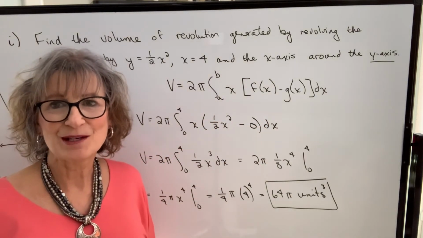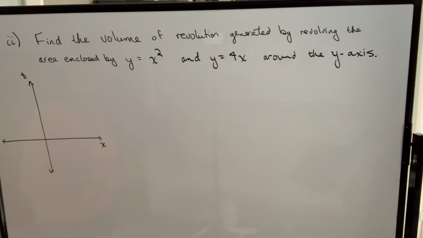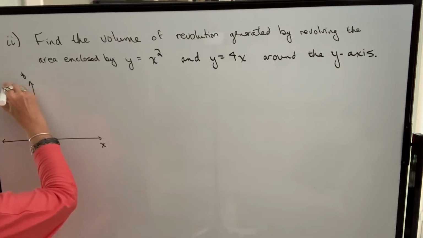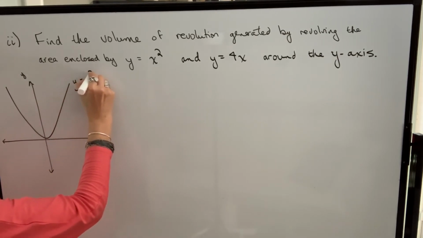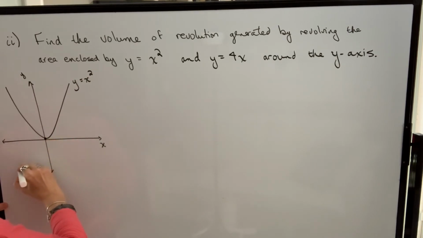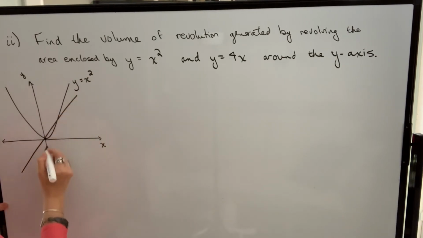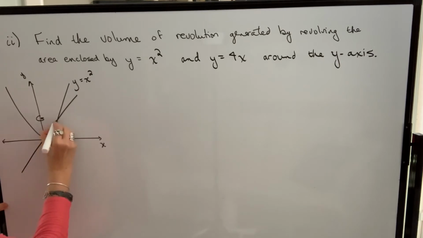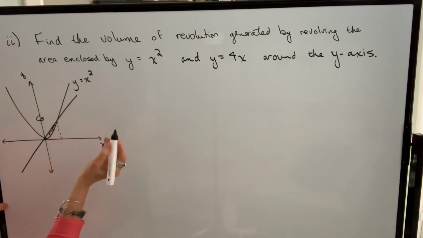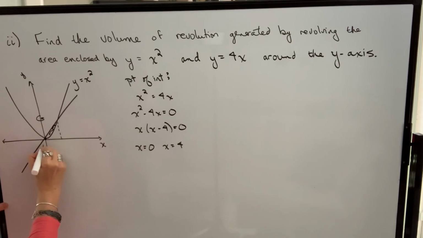Let's take a look at some more examples. Find the volume of revolution generated by revolving the area enclosed by y equals x squared and y equals 4x around the y-axis. So we're going to draw our curves. So this is the region that we want to rotate around the y-axis. And we need to find our points of intersection, which we've done before. So our x values are 0 and 4.